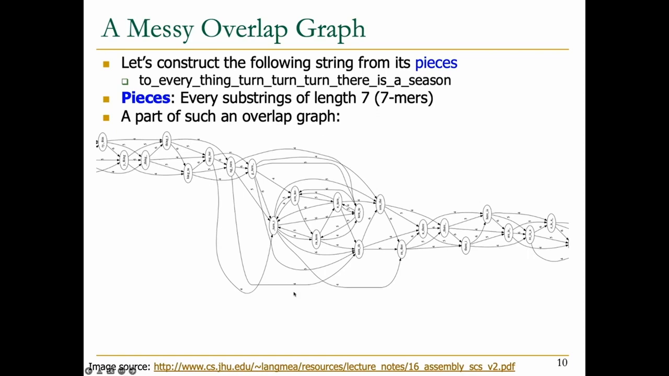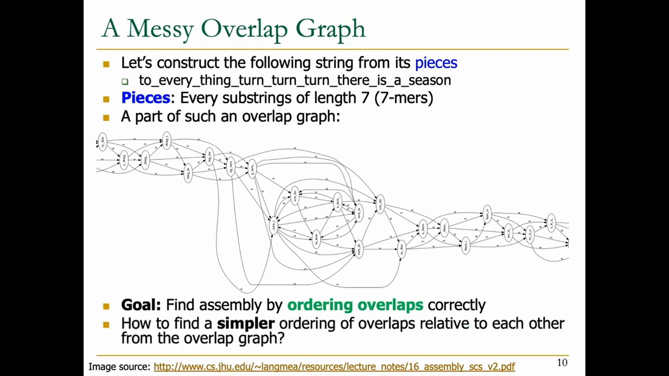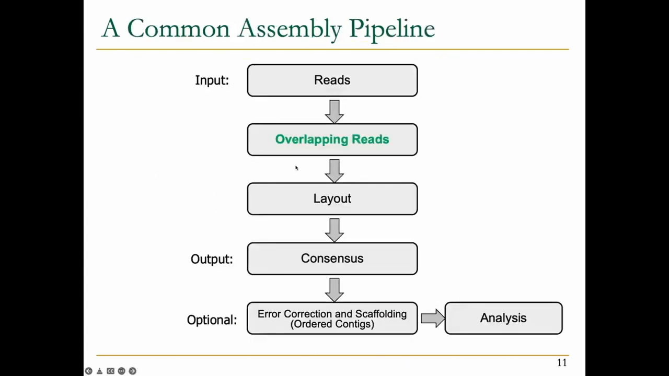It's not really easy. So our goal is to find an assembly by ordering overlaps correctly. That's very important. We want to start from the correct region. We want to find the ordering of overlaps also correctly. Another thing, we want to make it as simple as possible. So how to find a simple ordering of overlaps relative to each other from the overlap graph, essentially? Here comes the layout step to achieve this goal.